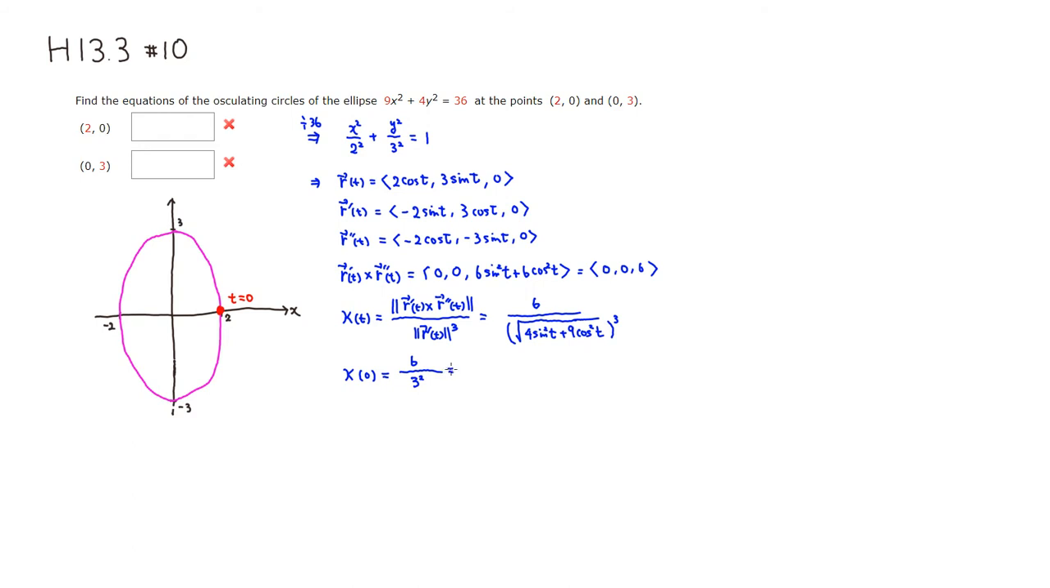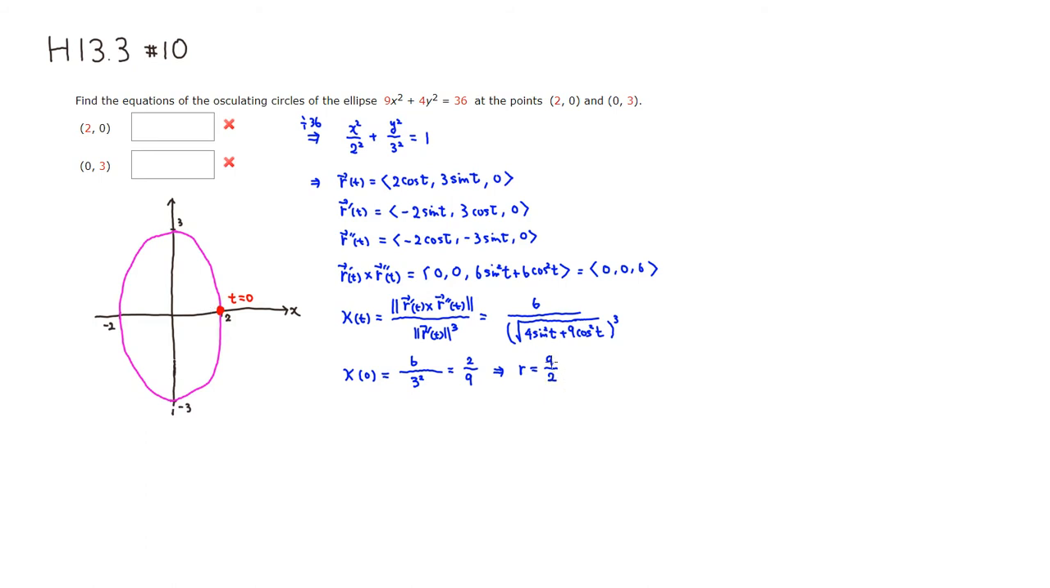All right, so that's the same thing as one of the 3's cancel out, so it's going to be 2 over 9. All right, so if curvature is 2 over 9, remember that the corresponding circle has a radius that is the reciprocal of that. So r is equal to 9 over 2. All right, so we want a circle that touches this point (2, 0), and the radius is 9 over 2.